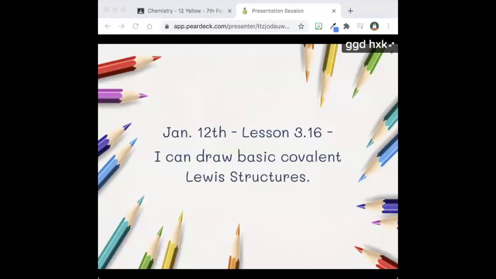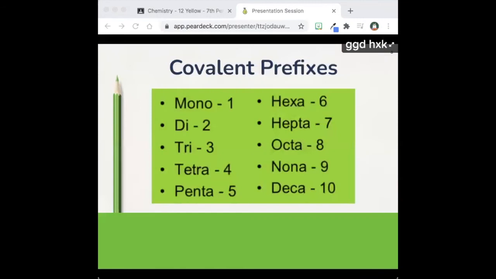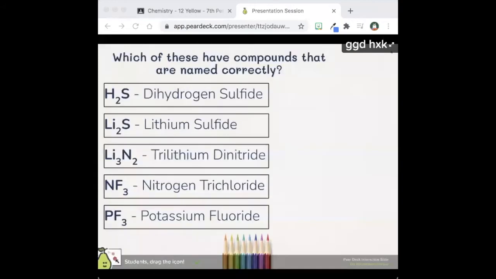This naming question, there are going to be 5 chemical compounds, some ionic, some covalent. If you need your covalent prefixes, here they are for just a moment. For each one of these 5 compounds, I have given you the chemical formula, and I have also given you a name. But only one of them is named correctly. It is your job to figure out which one out of the 5 has been named correctly.